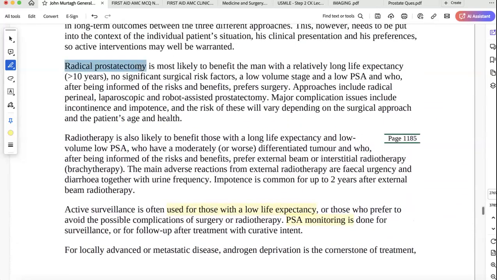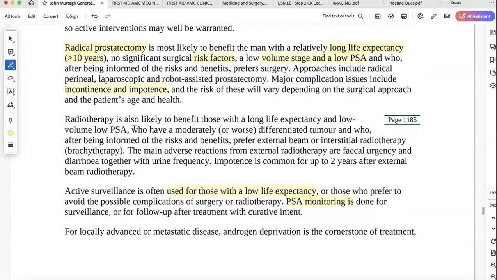Number two is radical prostatectomy. This is better for young patients who have long life expectancy, above 10 years. So less than 75 years old, no surgical risk factor, and the cancer is low, like low PSA. The cancer is also not highly aggressive. So for this group of patients, radical prostatectomy, removing the whole prostate, is the best approach. The risk with prostatectomy is incontinence and impotence, but it gets better.